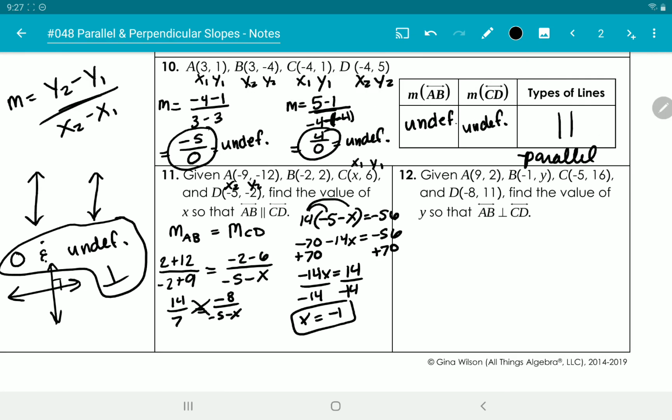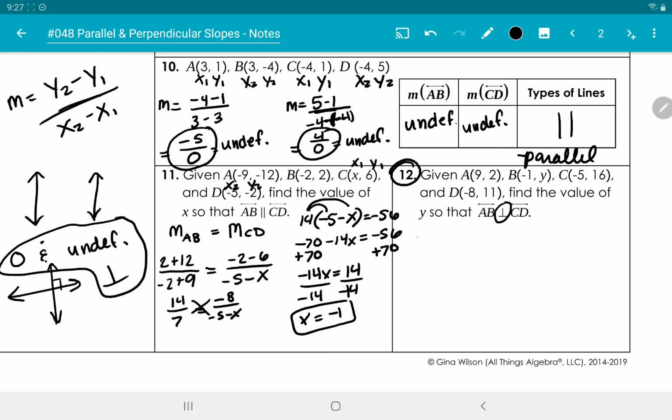So again, because they are parallel, we know that they're going to have the same slope. We can solve for the slope, and we can determine what value of x would make it so that they have the same slope. So this next one I'm going to set up for you, but you're going to try and solve it on your own. So they're perpendicular.